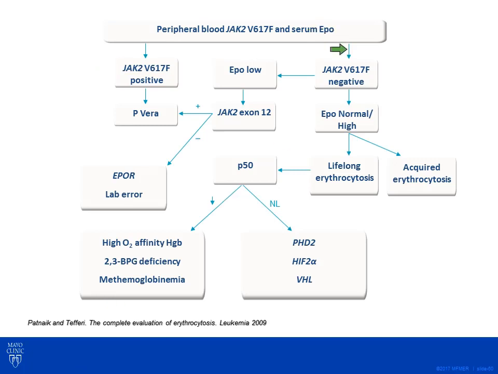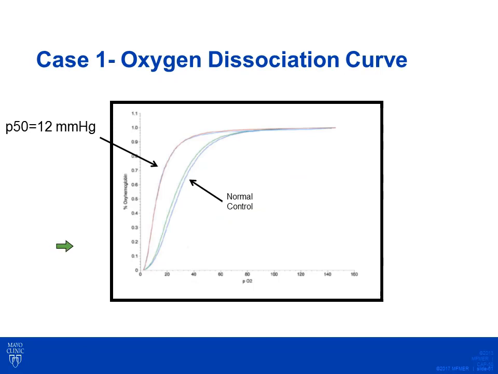So you can see here we're going down this side of the pathway. We have history from the hematologist that suggests this is a lifelong erythrocytosis, so the next key is to do the P50. And you can see here is his oxygen dissociation curve indicated here, having that characteristic hyperbolic shape with a P50 of 12.